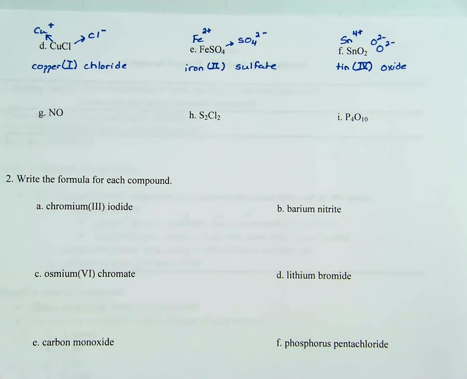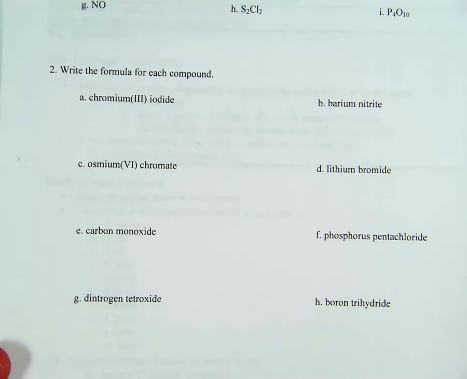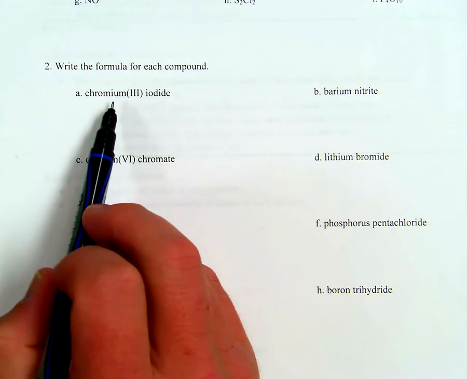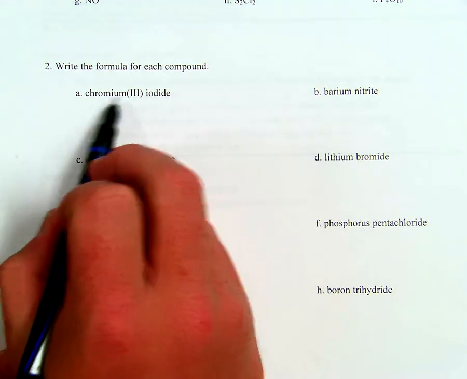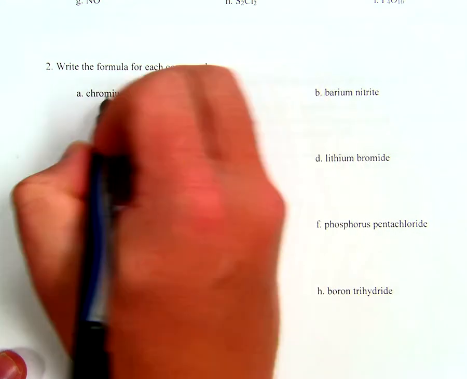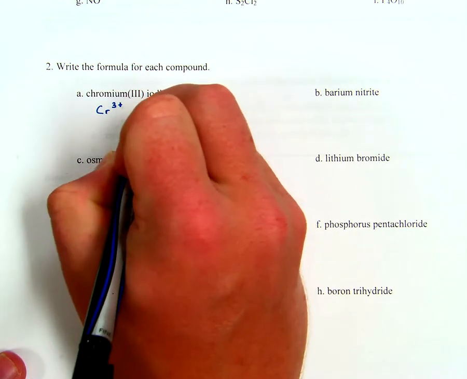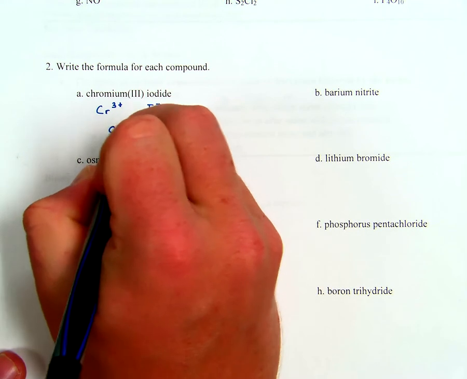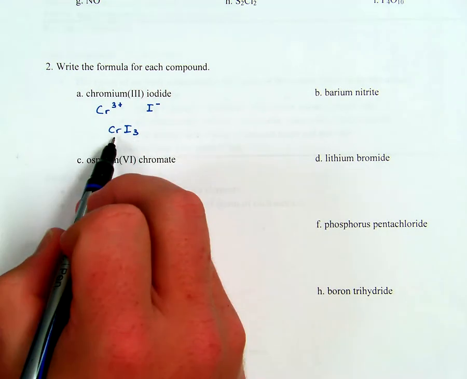Alright, let's jump down to number 2 here, where it asks us to write the formula for each compound. So this is just the opposite of what we just did. Here we're given the name, and now we write the formula, which we've actually already done some of. The first one here, we have chromium(III) iodide. Recall that the Roman numeral tells us the charge. So the charge on the chromium ion is 3+. The iodide would be 1-. So here I would need 3 iodide ions to balance with that chromium(III) ion. So the formula would be CrI3.